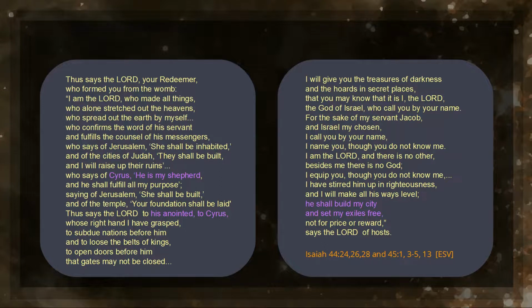I am the Lord, and there is no other. Besides me, there is no God. I equip you, though you do not know me. I have stirred him up in righteousness, and I will make all his ways level. He shall build my city and set my exiles free, not for price or reward, says the Lord of hosts.